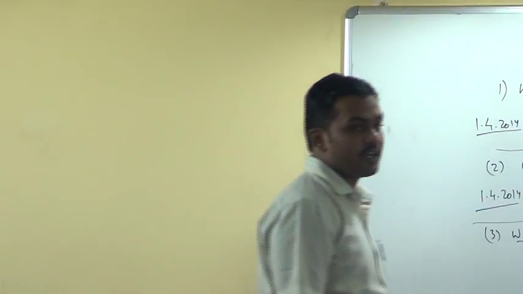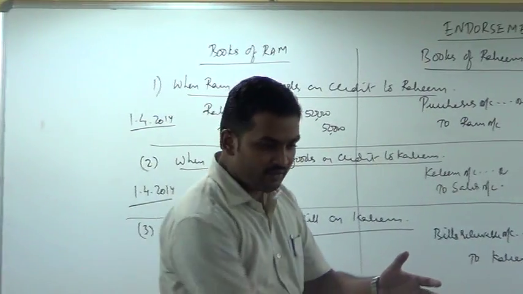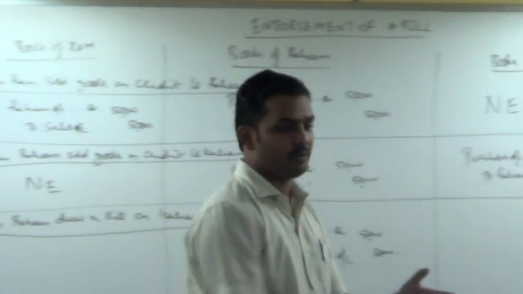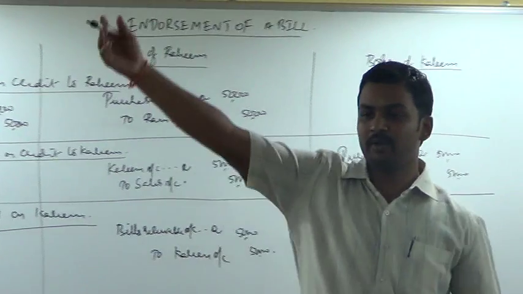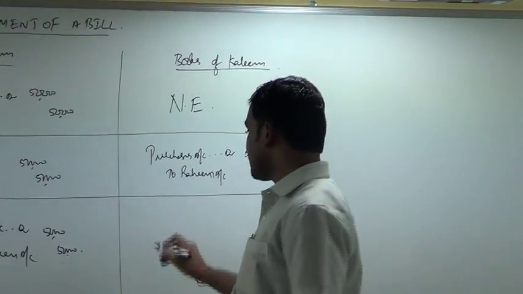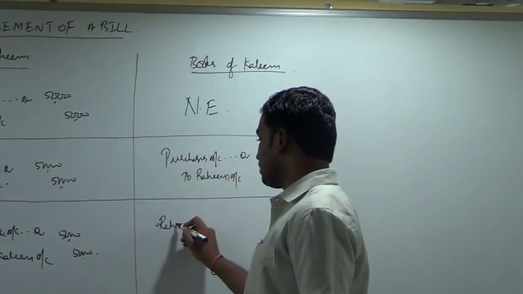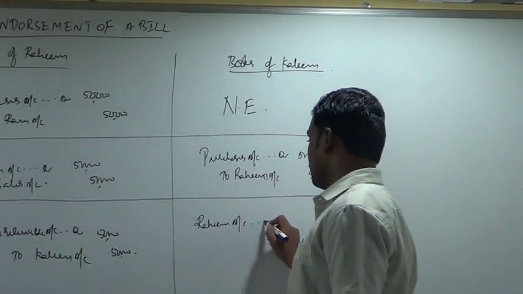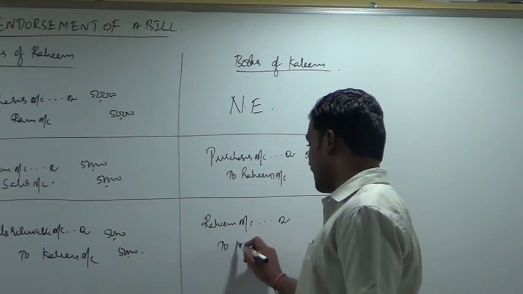What is the entry in the books of Karim? He is giving away a bill. The bill is going out from him. Who is receiving a bill from him? Mr. Rahim. So what is the entry right? Rahim account debtor to bills payable.